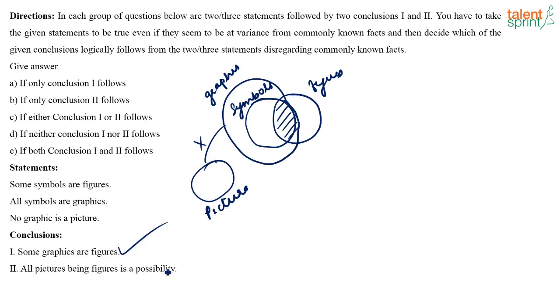All pictures being figures is a possibility. See, I know that graphics and pictures have nothing in common between them, but these pictures can also be drawn like this, within the figures, in such a way that graphics and figures are still disjoint. So all pictures being figures is definitely a possibility. So what will be the answer here? Both conclusion 1 and 2 follow. Correct answer is option E.